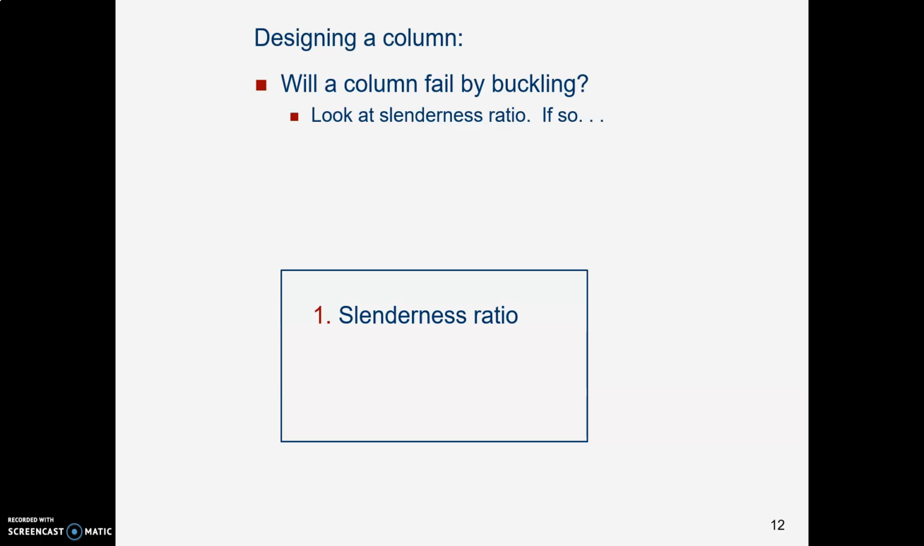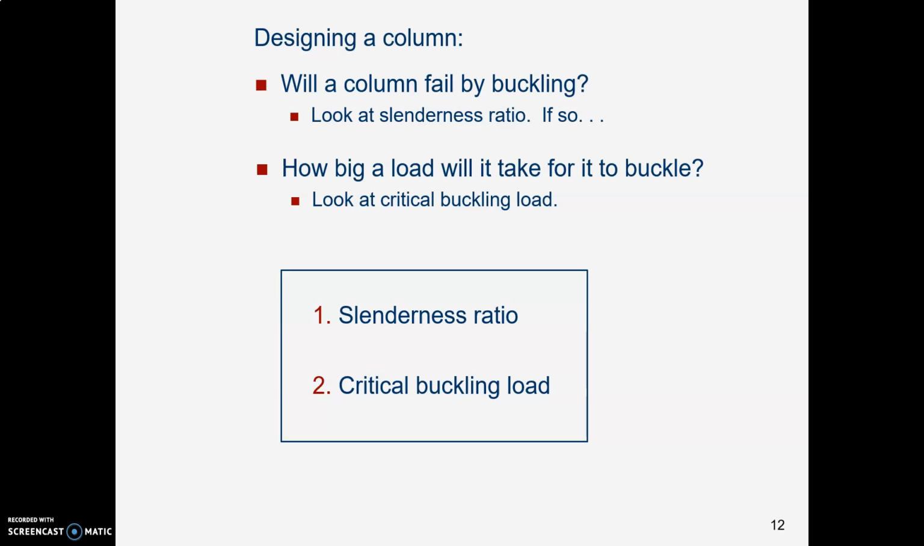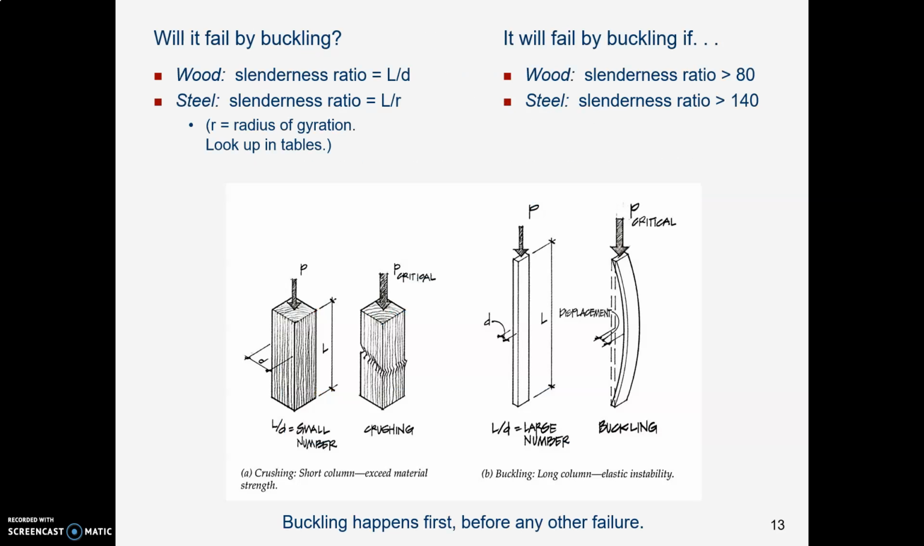So when you're designing a column, the first thing you want to ask is, could it fail by buckling? If you've got a short, thick column, the answer is probably no. So to answer this question, will it fail by buckling, you look at something called the slenderness ratio. And if it could fail by buckling, then the next thing you look at is how big a load it will take for it to buckle. That load is called the critical buckling load, the critical load that would cause that long skinny thing to buckle.